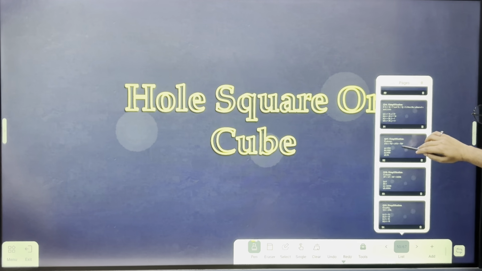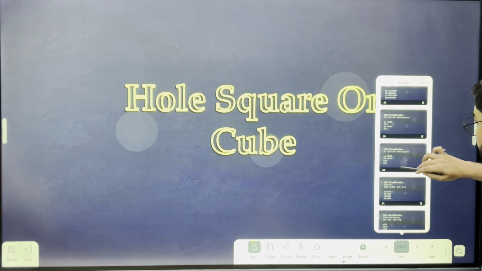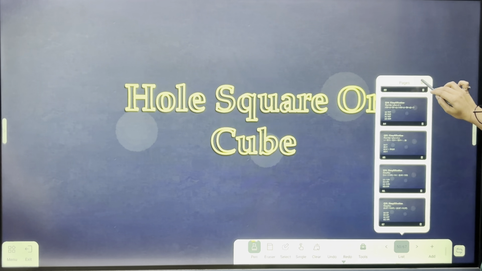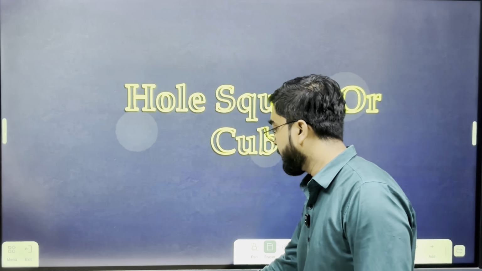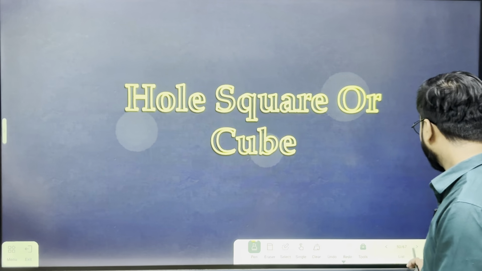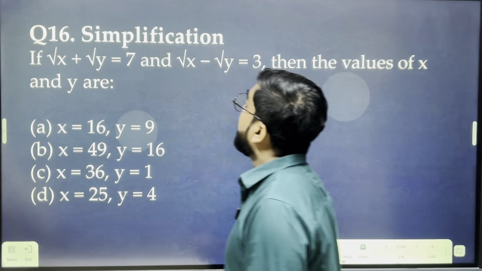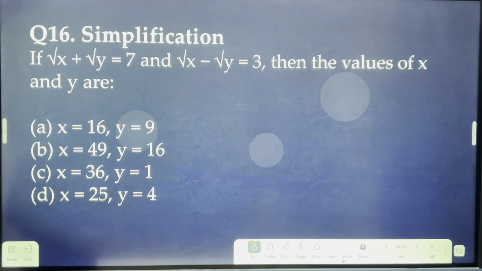Okay, and 1 2 3, this many questions are there, and then we have miscellaneous, and that's it. Okay, so let's solve this question now. How will you solve this? The value of x, we have a plus b and a minus b.